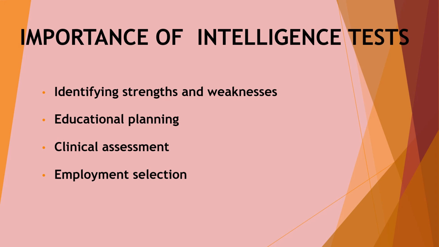Then it helps in education planning. Intelligence tests can be used to identify students who may require additional support or accommodation in the classroom. For example, if an individual has difficulty with working memory, the result of the test may suggest that they require additional support or accommodations such as extended time on tests or preferential seating in the classroom.